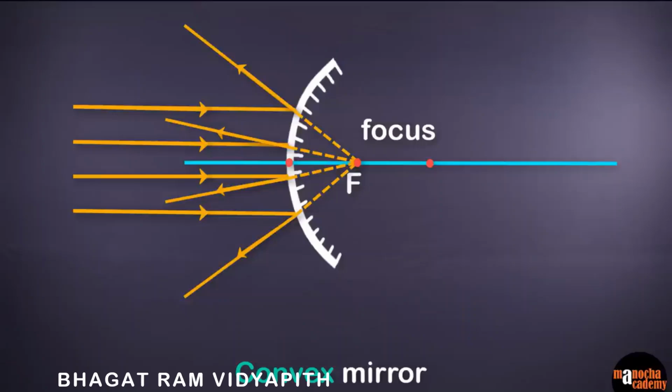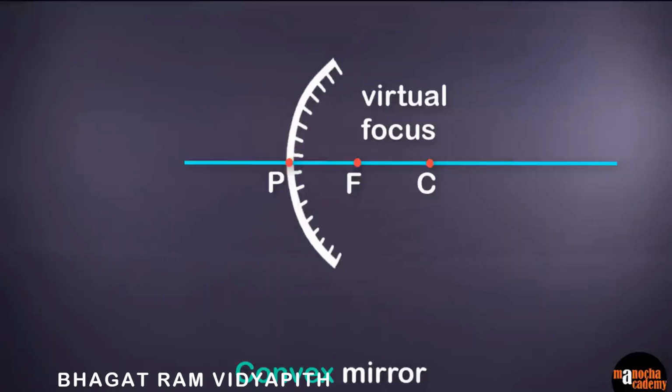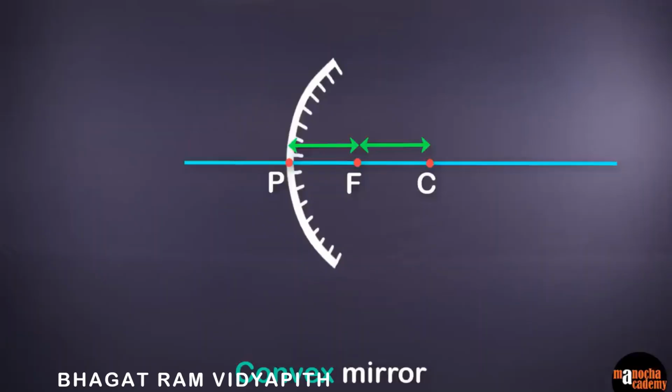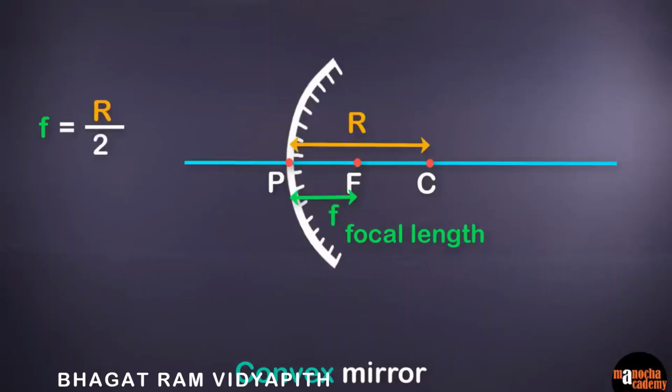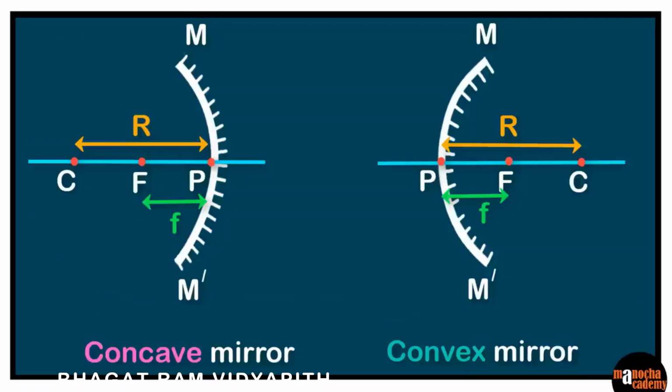The convex mirror has a virtual focus since the focus lies behind the mirror. The focus is exactly in the center of P and C. The focal length F is the distance between the pole and the focus. So focal length equals radius of curvature by 2. Let's place the label diagram of a concave and convex mirror on our concept board.